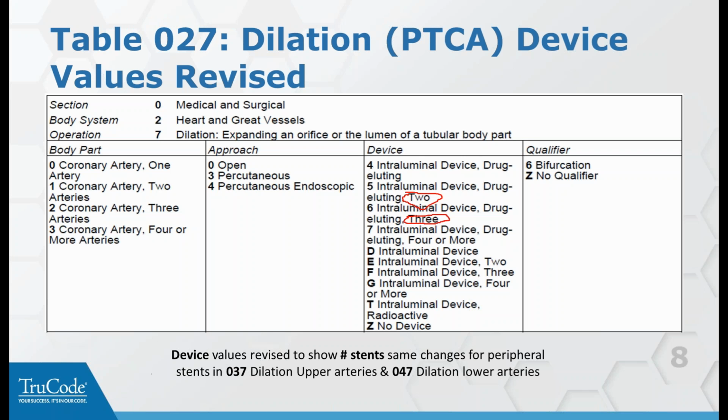Also, a couple of other things that they did. The table for PTCA was revised so that now the device character reflects the number of stents that were put into the body with the PTCA. Prior to that, we were not counting the number of stents. And so I've just kind of circled a couple of those to show you that it has 2, 3, and then 4 or more stents involved in a PTCA.